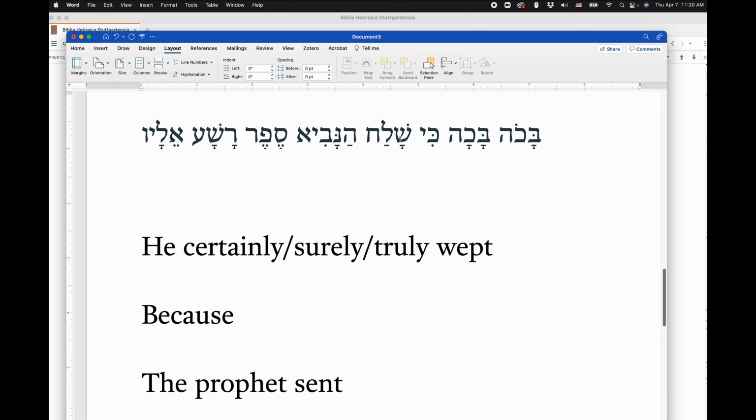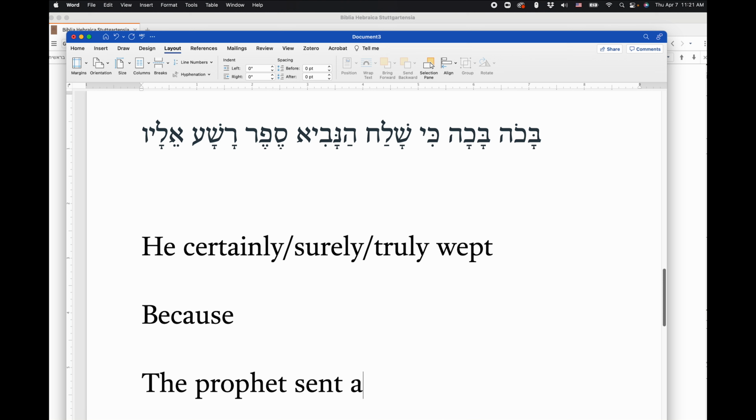What did the prophet send? Well, we would know that sefer is the direct object if we had the definite direct object marker et or eit, but we don't have that. If sefer is the direct object, why don't we have that? Well, the reason why we don't is because sefer is indefinite. It's not the book or scroll or letter or document.